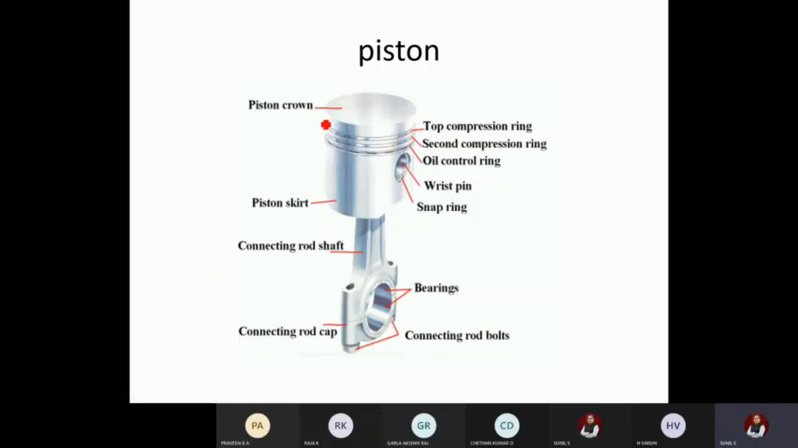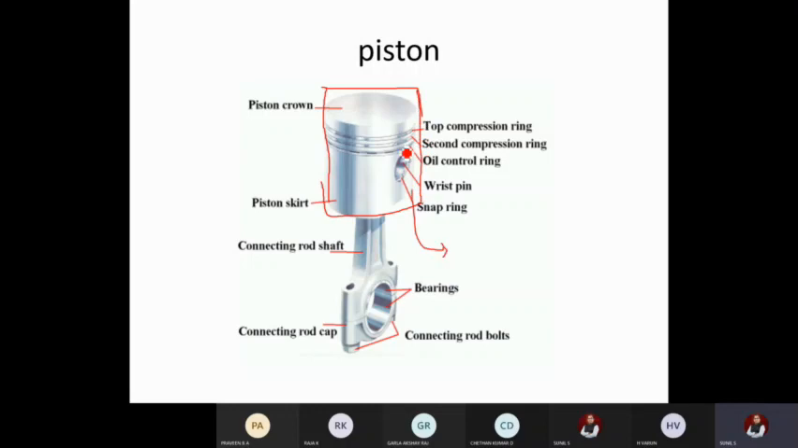Say for example, this is the cylinder block. So here there will be a cylinder block, just a rough sketch I am drawing. Okay, within this the piston keeps on reciprocating. So this top ring helps in sealing the gases within the cylinder. It will not allow them to escape out.